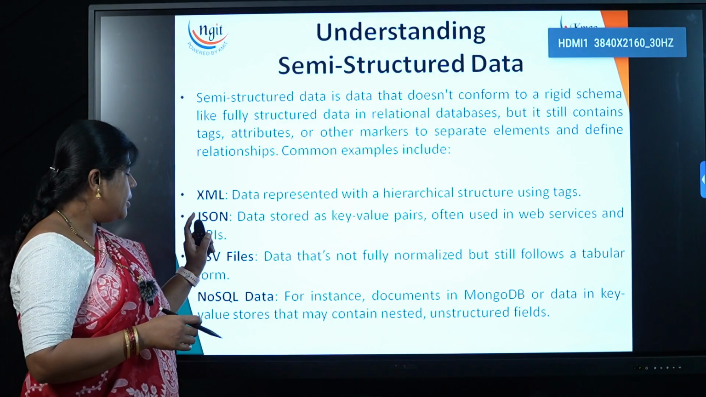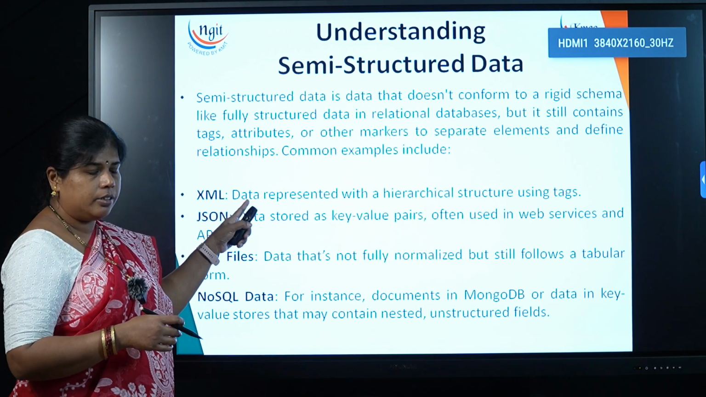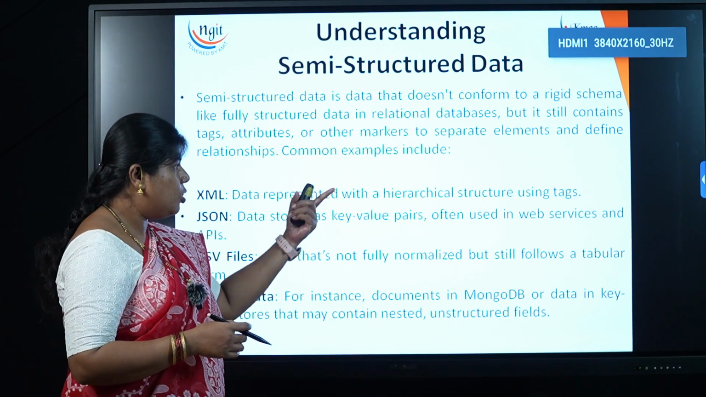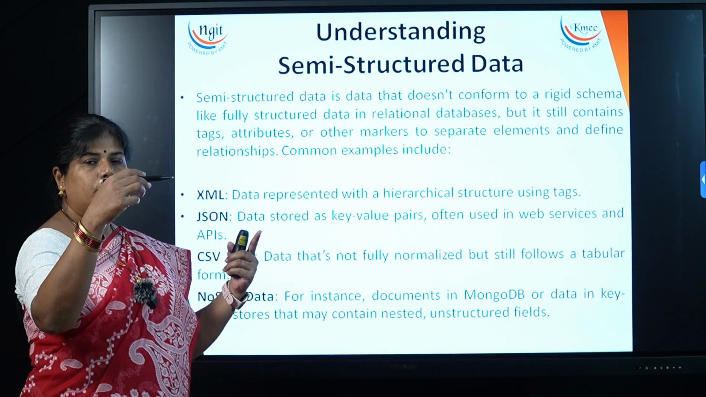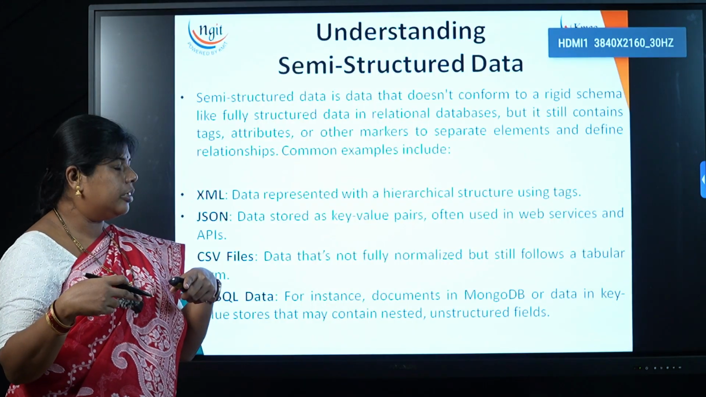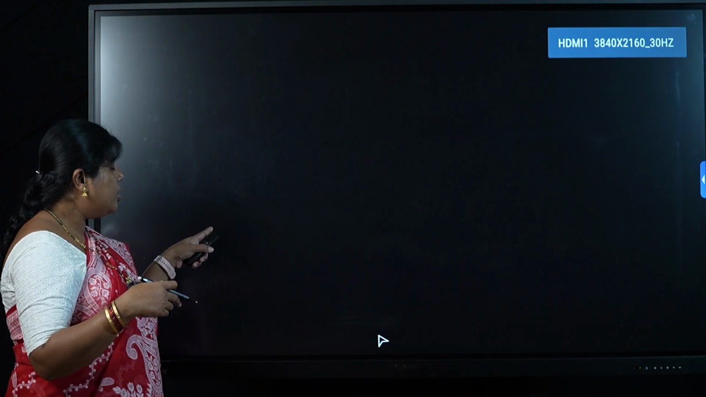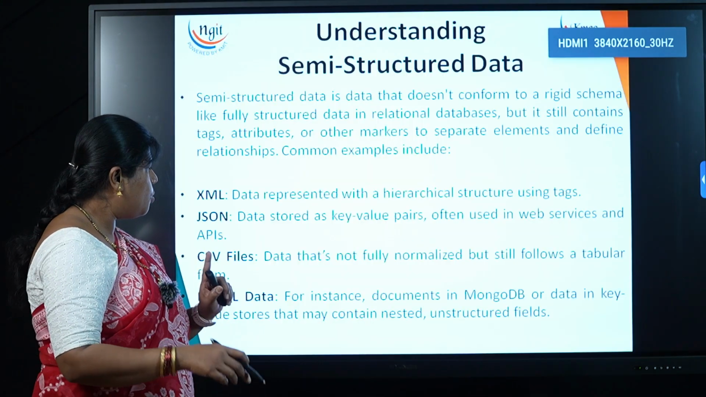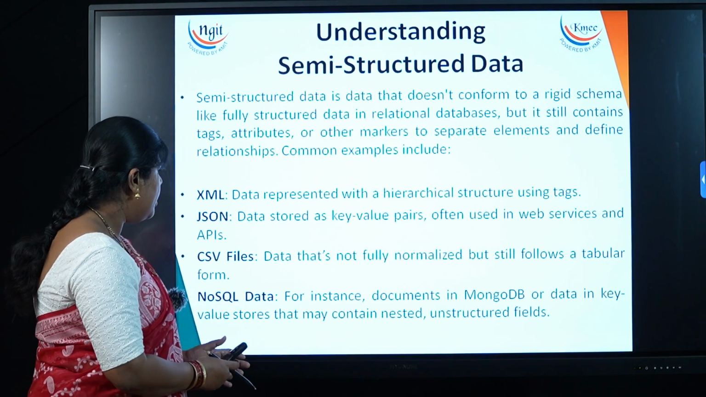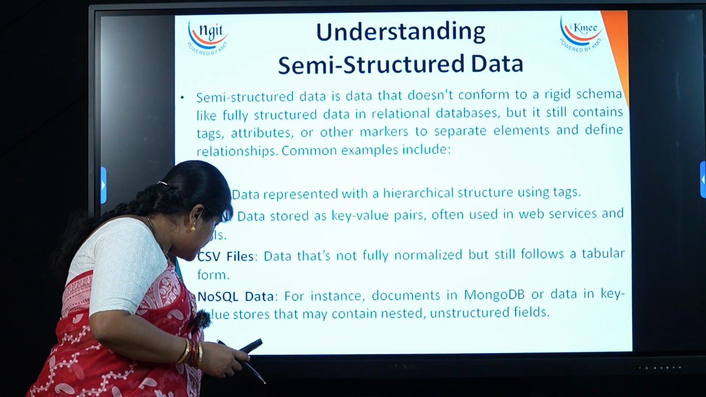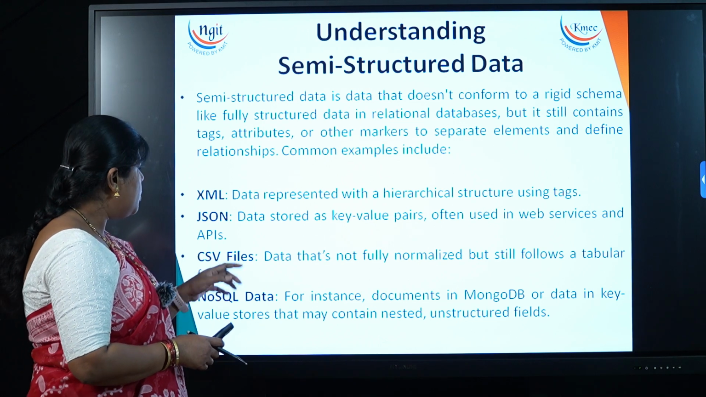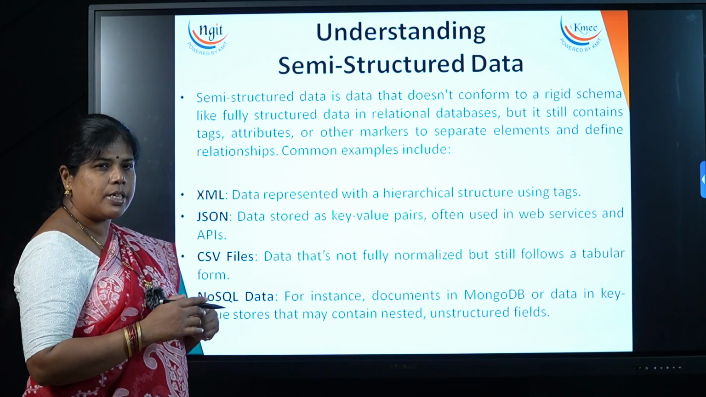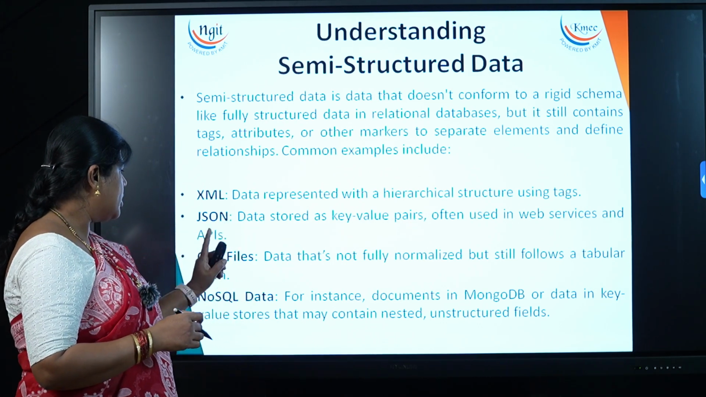Now for example, listen, we have XML. In XML what we get is a hierarchical structure using tags. At the top level you will have one tag, then you will open another tag, like that. Now JSON is a form where you store the data in the form of key value pairs. Generally, for web services and for APIs you use the JSON format.